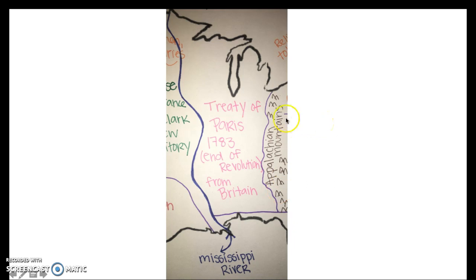So after the Treaty of Paris in 1783, this was the end of the American Revolution. Now the entire United States goes from the Mississippi River all the way this way, east. So it goes from the Mississippi River all the way east to the Atlantic Ocean. Remember, you can pause if you need to in order to fill this out a little bit more.